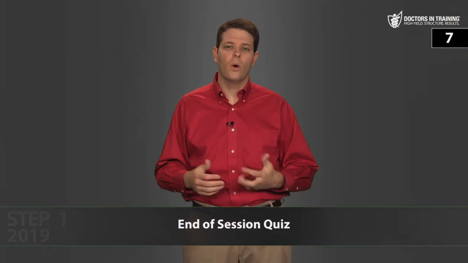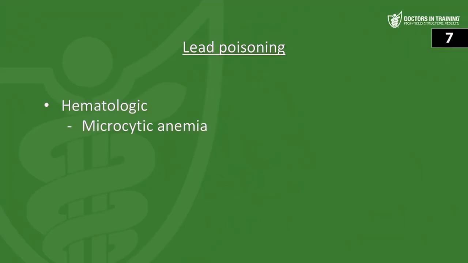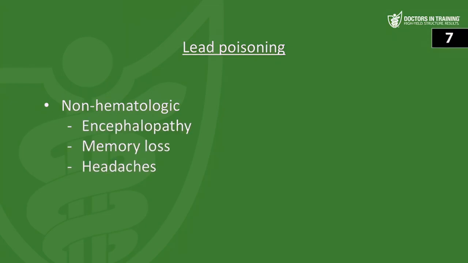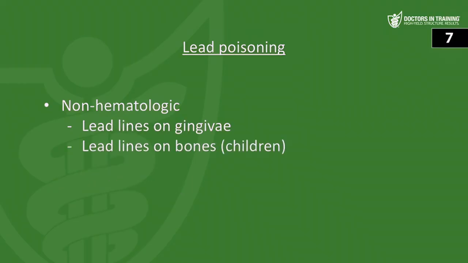And the last question, what are the hematologic and non-hematologic findings in a patient with lead poisoning? So the hematologic findings include microcytic anemia, basophilic stippling, and then the non-hematologic findings include encephalopathy, memory loss, headaches, foot drop and wrist drop, those lead lines in the gingivae, lead lines on the bones in children, abdominal colic, and renal failure. That's it for now. I'll see you next time.